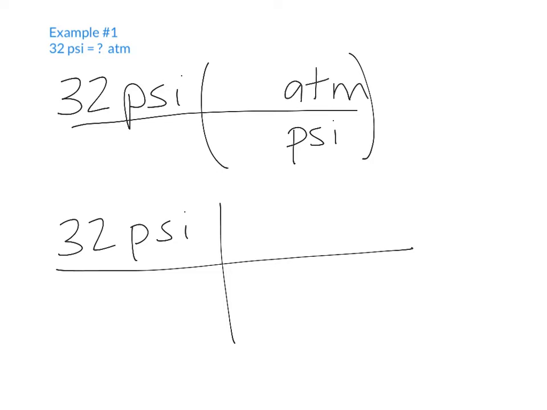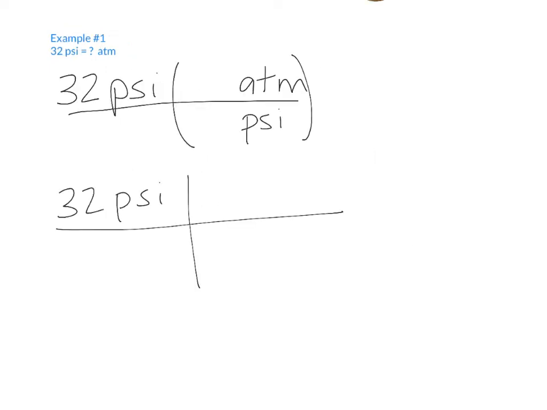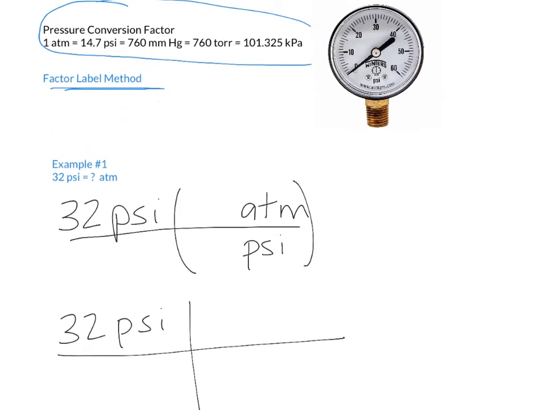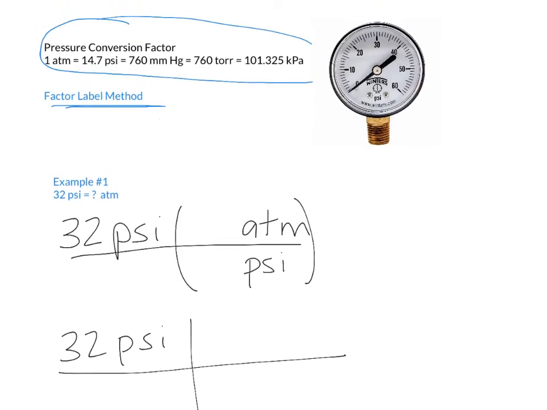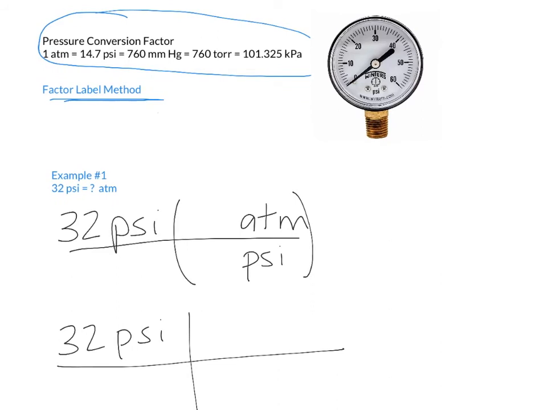Note that you always put the labels into the conversion factor first instead of numbers. That's why it's called the factor label method. We will now look at our conversion factor to get the information for this problem. As you can see, in front of atmospheres in the conversion factor is a 1, so we'll place a 1 inside the conversions here. And beside pounds per square inch is the number 14.7, so that will go into the denominator. Pounds per square inch will cancel.